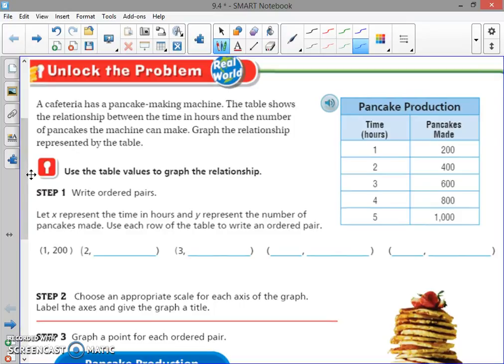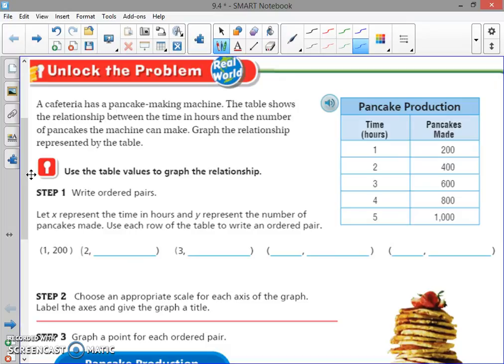So if we unlock this problem, it says a cafeteria has a pancake making machine. The table shows the relationship between the time in hours and the number of pancakes the machine can make. Graph the relationship represented by the table.